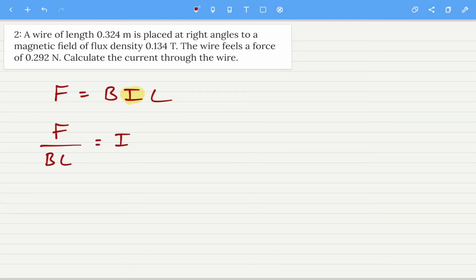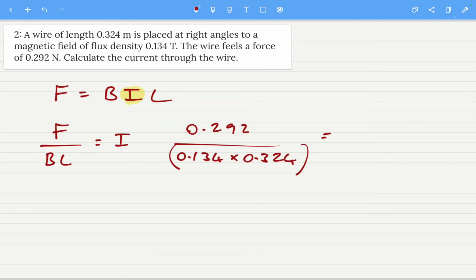Then we just need to put our numbers in. The force is 0.292 newtons divided by flux density 0.134 times the length 0.324. Put that in your calculator. That gives 6.7 amps.